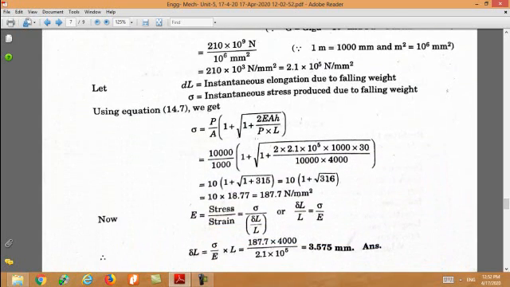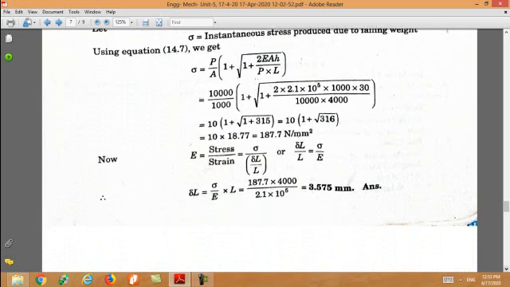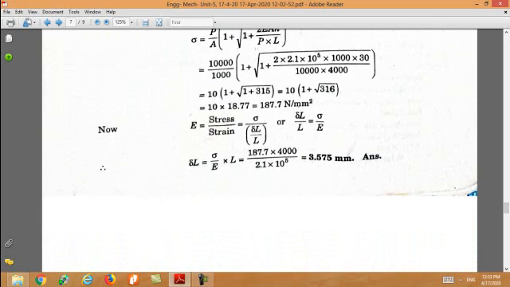Now using this equation, which is for impact loading, stress is P by A into bracket 1 plus under root of 1 plus 2EAH upon P into L. H is the height from which the load is impacting. So when we put these values, you can calculate the stress. There is no problem for this question. Then E is equal to stress upon strain, so the equation will be this, and you can obtain the extension in the rod, delta L.